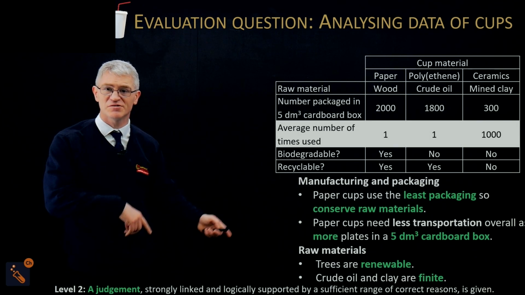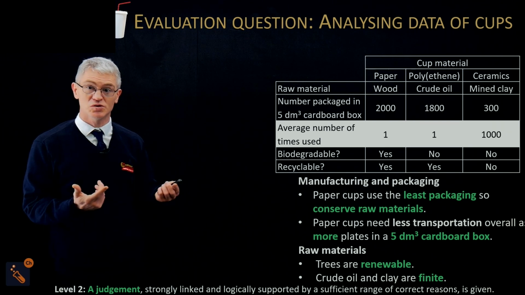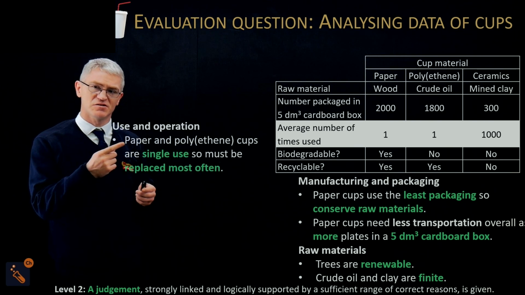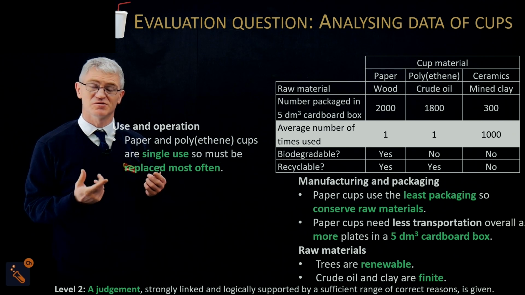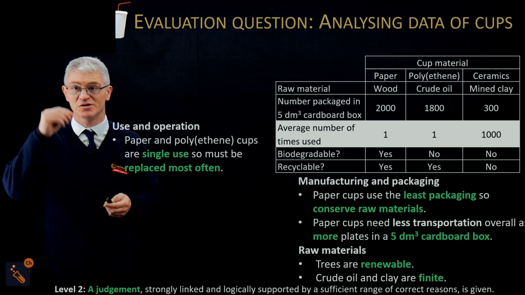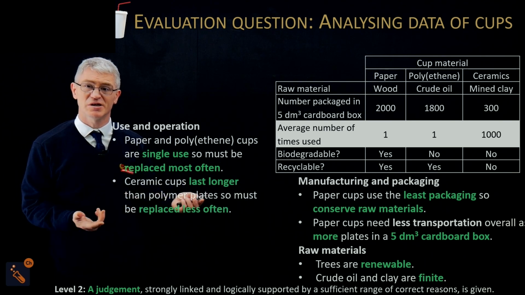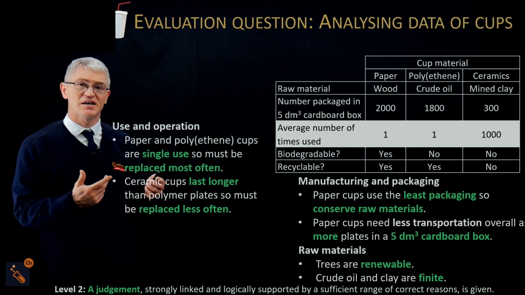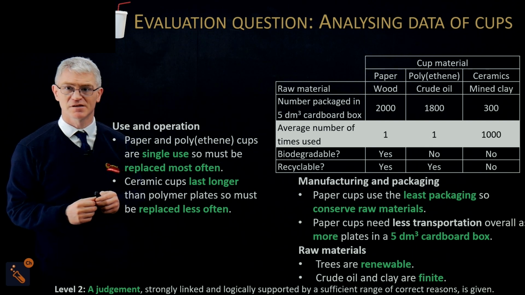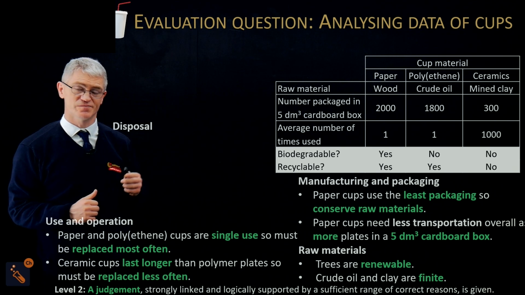So we've done our raw materials, we've done our manufacturing and packaging, okay? Next thing is our using. So what do we use this thing for? So use and operation. The paper and the polythene cups are single use, so replaced most often, right? But the ceramic one, or like a normal cup that you have a cup of tea out of, okay, they last longer. So they're replaced less often. And you can tell that from the average number of times used. Okay, let's move that around and go for our last one, which is our disposal.